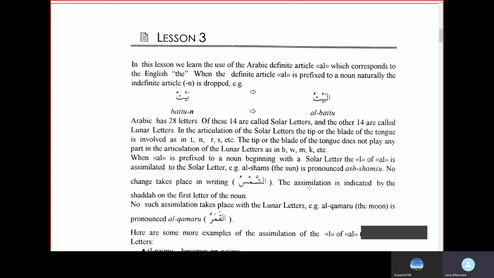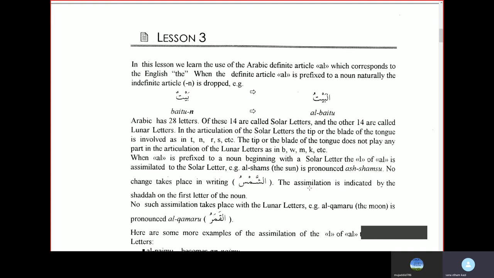That means, if it is baytun, then it becomes al-baytu. So from baytun, it has become baytu. Arabic has al-baytu. So, Arabic has 28 letters.